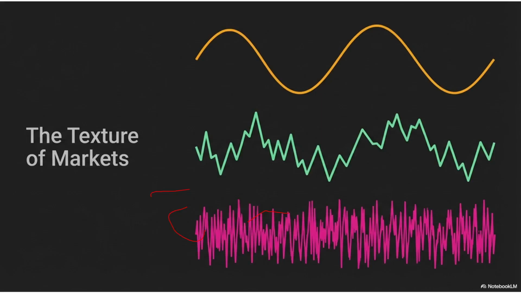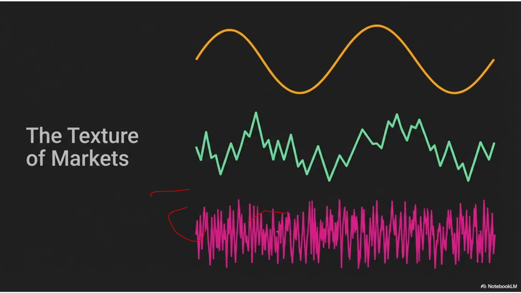Hello everyone, I'm going to share what I learned regarding rough volatility and the Hurst component. These three colored lines, the pink, green, and gold ones, even before any explanation, you can already see that they look fundamentally different from each other.